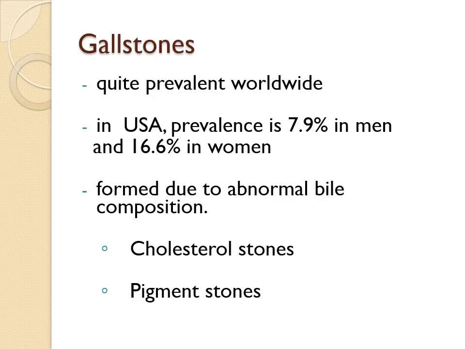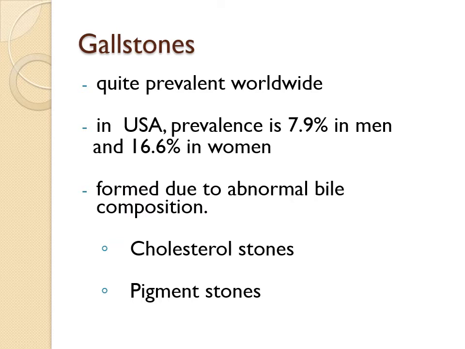Let's now go to gallstones. Gallstones are quite prevalent worldwide. In fact, even in our country, we have a very high prevalence of gallstone disease. In the US, the prevalence is around 8% in men and 17% in women. Gallstones are formed due to abnormal bile composition. And there are two main types of gallstones, the cholesterol stones and your pigment stones.